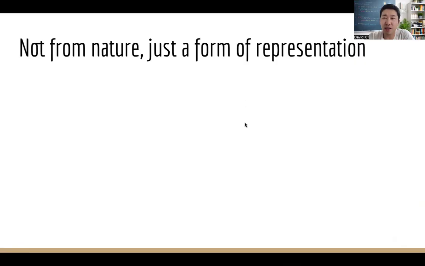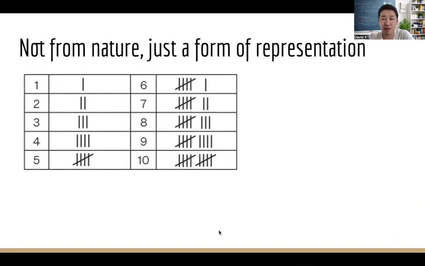We could just as easily make up a different representation system. How about this? You see some tally marks? Does this make sense? Yeah, of course it does. So this makes good intuitive sense, but can you imagine doing 1 million plus 1 million using tally marks? I don't think so. That'll take a long time. You'll probably make some mistakes as well.